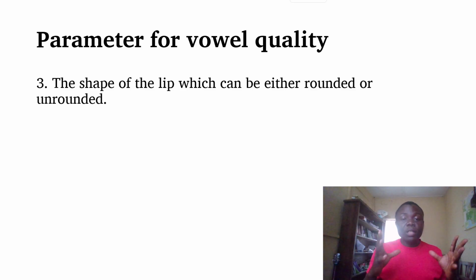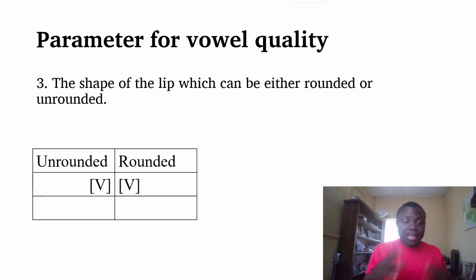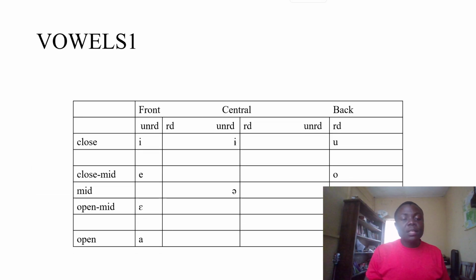The shape of the lips. When producing this sound, are my lips rounded or are they relaxed? Something like this. That's how it will be shown in the chart. Okay, rounded, unrounded, rounded, unrounded. So try to look at these vowels the way they are.